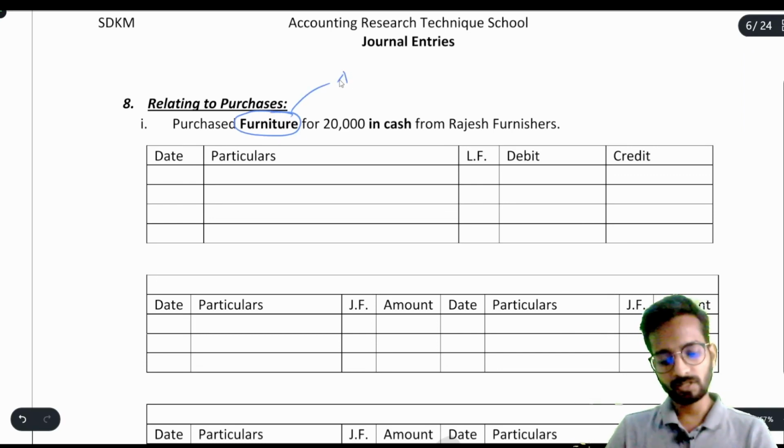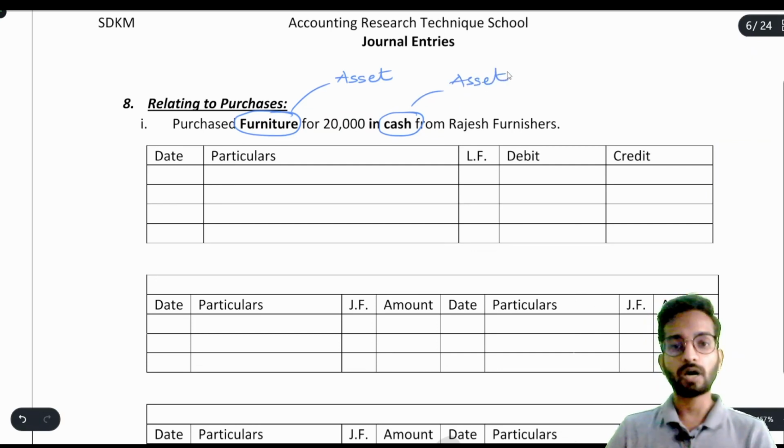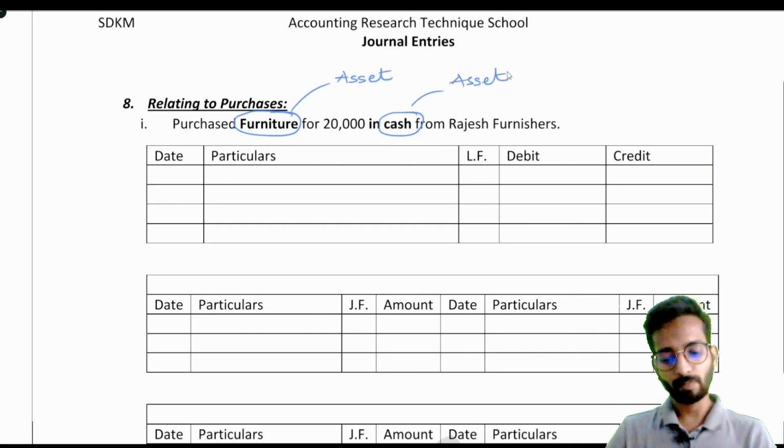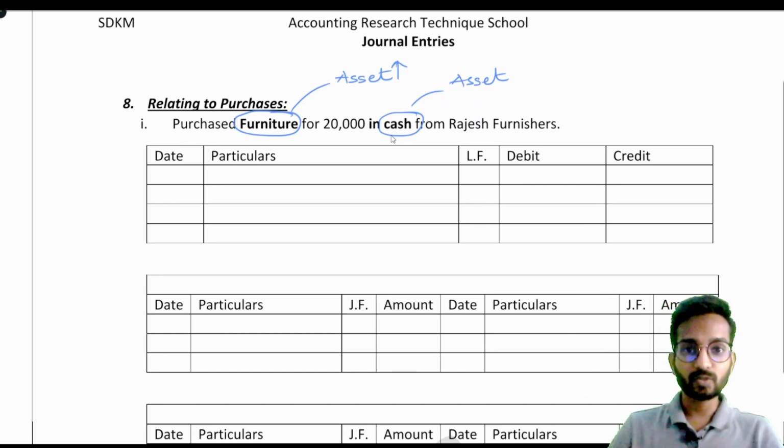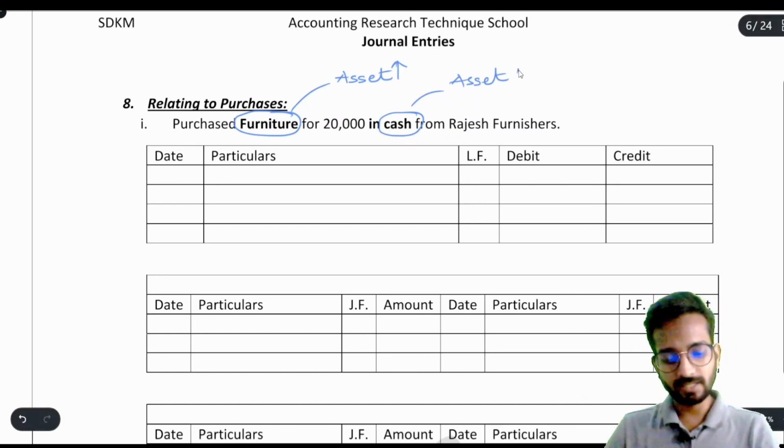First you tell me, if I have purchased furniture, what is that furniture for me? You will say, sir, the furniture is an asset for you. Very good. If I have given him cash, what is cash? Sir, cash was also an asset. Okay. So how will we write the journal entry? See, if I have purchased furniture, this asset has increased. If I am paying cash, it means my cash balance will reduce. So this asset is reducing and this particular asset of furniture will be increased.